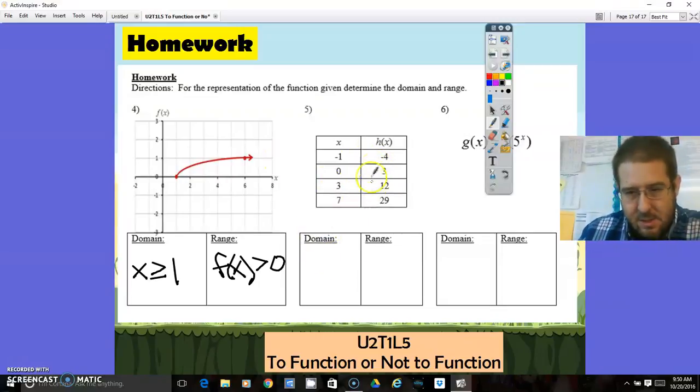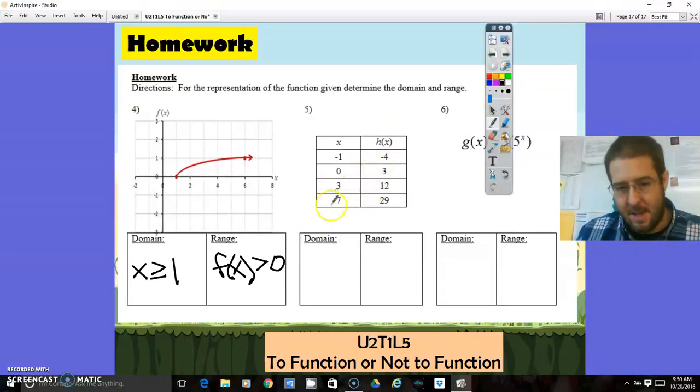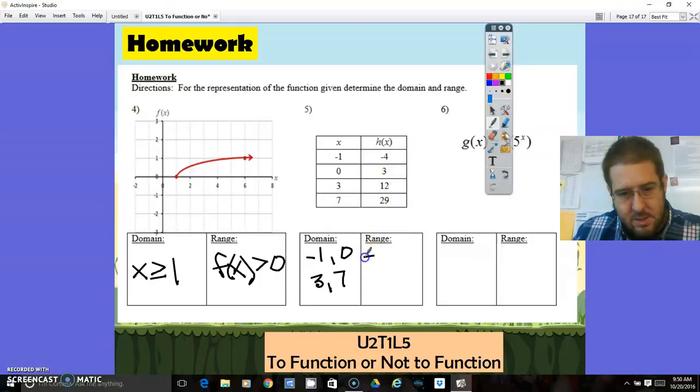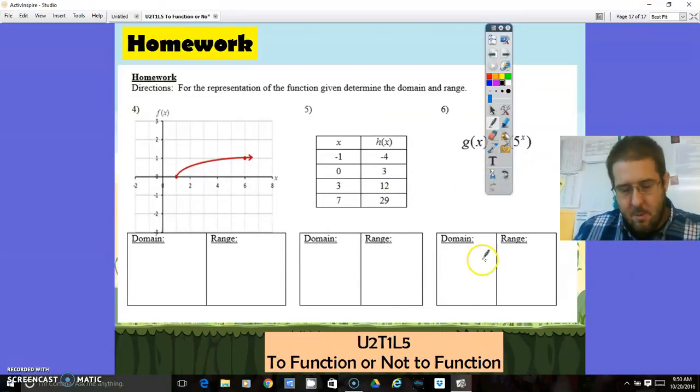The domain, this is a discrete question because I know that because it's a table. The domain, that's very easy. It's -1, 0, 3, and 7. And the range is -4, 3, 12, and 29. It's a discrete question. I'm going to erase everything because I want you to watch the video and not just get the answers at the end.